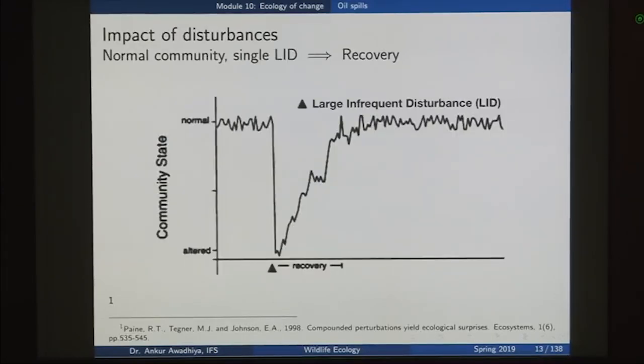Now, whenever we are talking about any such disturbance, the impact would depend on what the status of the community was before this impact came in, and the nature, the frequency and the magnitude of the impact. So, we can classify the situations into three different categories. The first category is that you have a normal community, that is, everything is normal, there is no heavy stress on that community, no high pressure of diseases, or no high pressure of habitat degradation and so on, and you bring out a single LID. Now, LID stands for a large and infrequent disturbance.